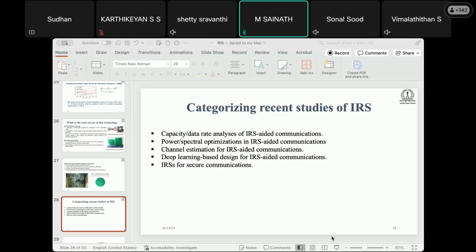How are the channels in IRS characterized? As I mentioned, there are two types of channel gain: line of sight and non-line of sight. But apart from that, from the base station to IRS, usually we consider line of sight, because we place the IRS in such a place that it has a constant distance and line of sight.